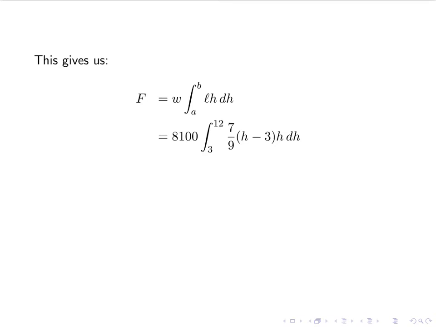So we've got our W, again, it's 8,100 newtons per meter cubed. Our bounds, 3 to 12. L is 7/9 times h minus 3. H is h, dh is dh. So I'm going to bring my 7/9 outside, so that becomes 6,300. And then I distributed my h, so I have h squared minus 3h.